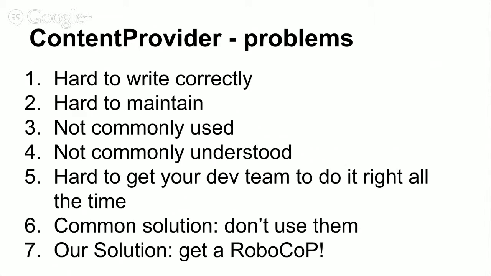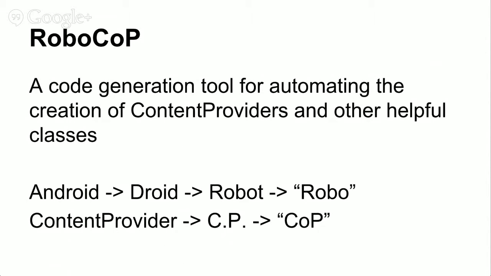But our solution is to get a RoboCoP. RoboCoP is our new tool. It's a cool name, I know. It's a code generation tool for automating the creation of content providers and other helpful classes that help you work with that content provider. The way that name came about, we looked at Android's droid, so the robot, short for robo, and content providers, CP, its initials, and if you leave the O in there, we get a cool name, RoboCoP. Should be easy to remember.